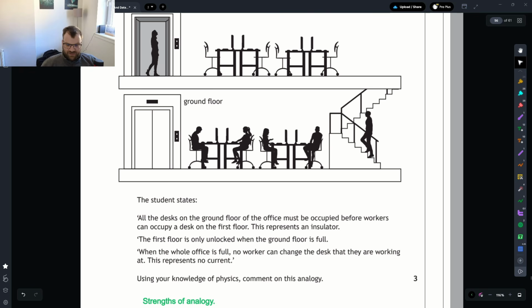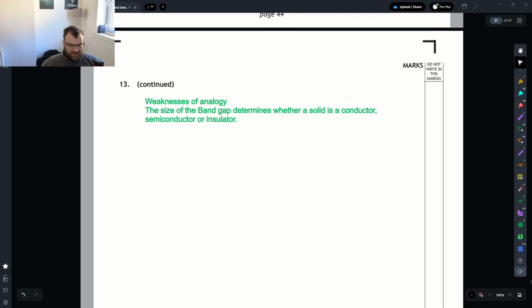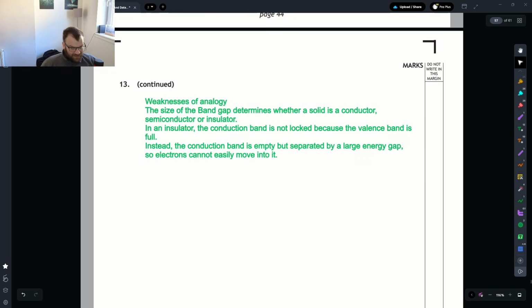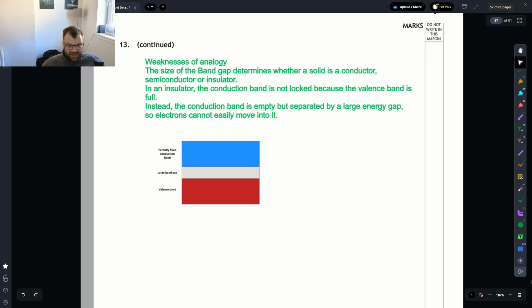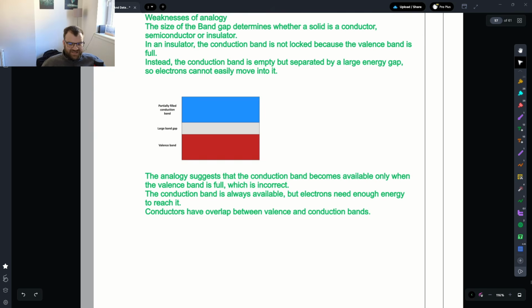Easier bit I found was the weaknesses of it. Well, it's the size of the band gap that determines whether the material is a conductor, an insulator, or a semiconductor. For insulators, they have a large band gap, and that means that the electrons cannot easily move between the valence and the conduction bands. And that's what I've tried to show here with my little diagram showing the valence and conduction bands. The conduction band's only available when the valence band is filled, when the electrons gain enough energy to get promoted between the two of them.